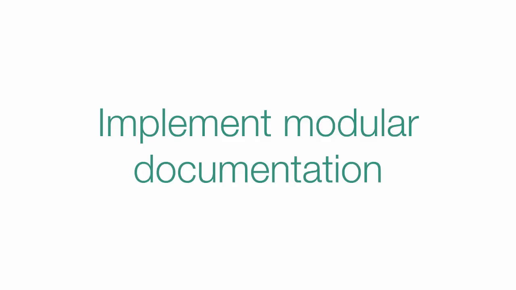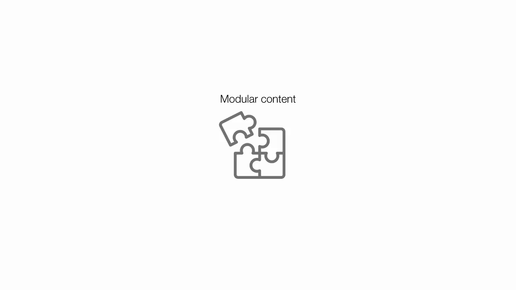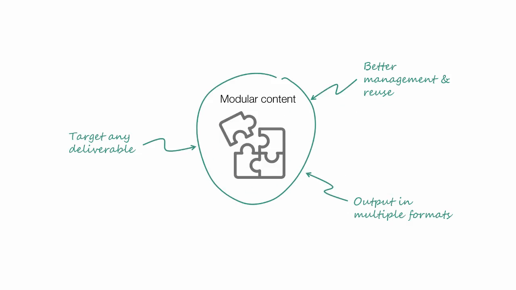Modular documentation, as I see it, is an add-on to single source publishing. But what really is modular documentation? Modular documentation is a whole methodology and best practice that looks at splitting content into smaller chunks so that you can manage and reuse them better and across any document deliverable and output in different formats.